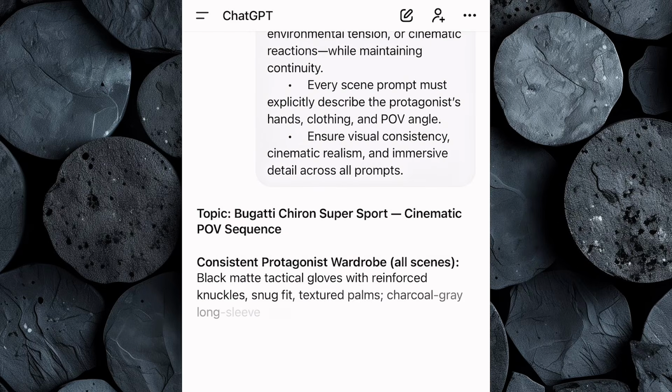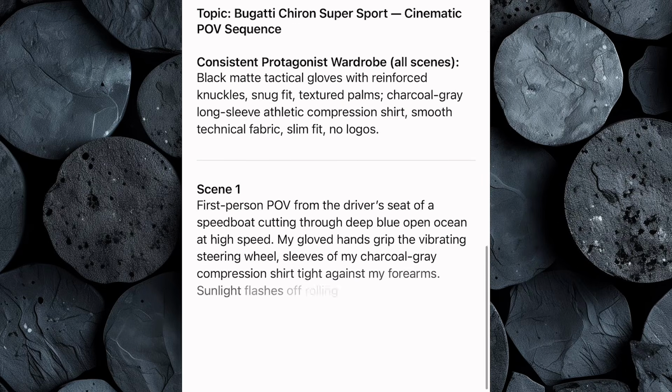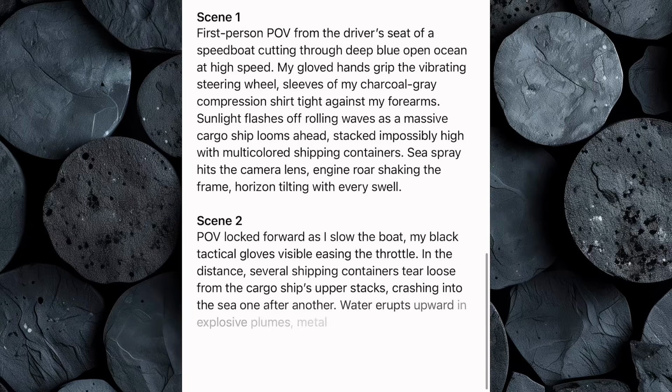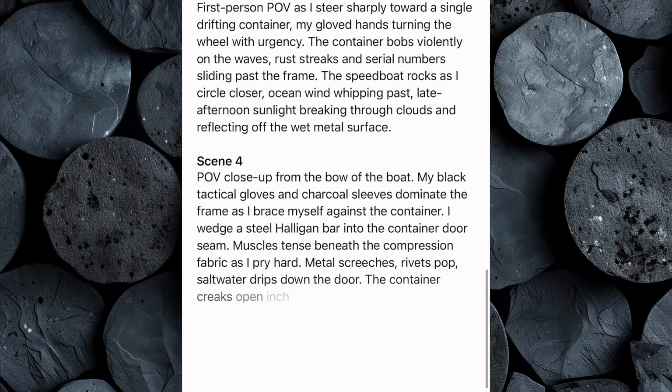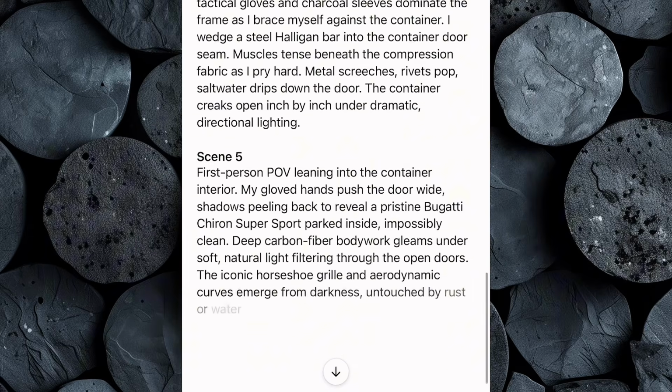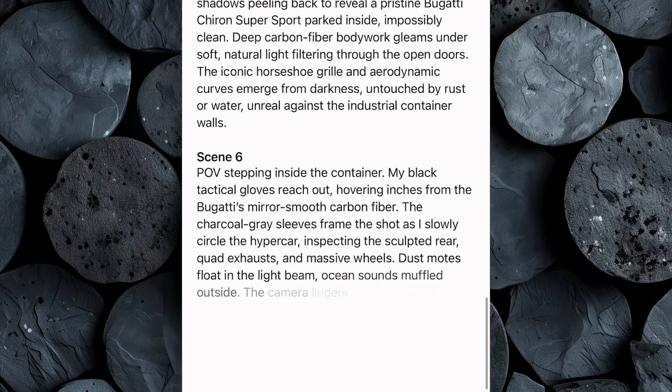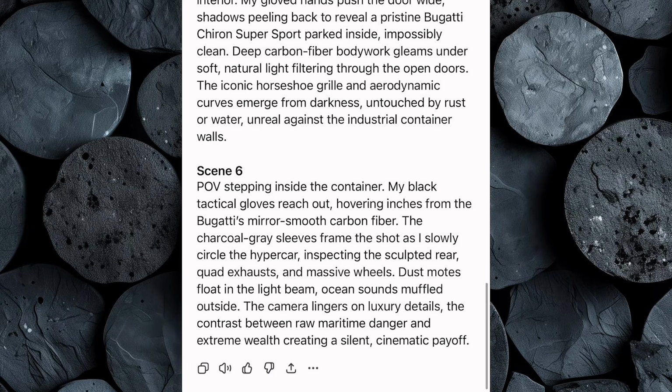Within seconds, ChatGPT will generate a complete, ready-to-use set of cinematic scene prompts, broken down stage by stage. These prompts are designed specifically for generating the exact visuals you need to create viral shipping container videos that look cinematic, feel high stakes, and keep viewers glued until the final reveal.